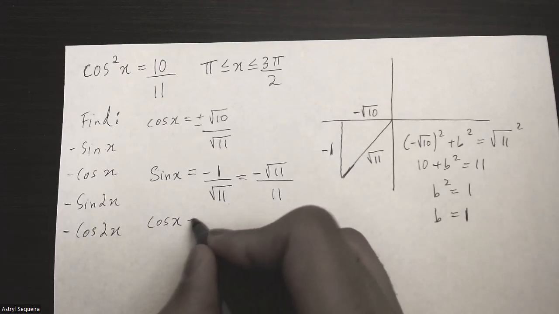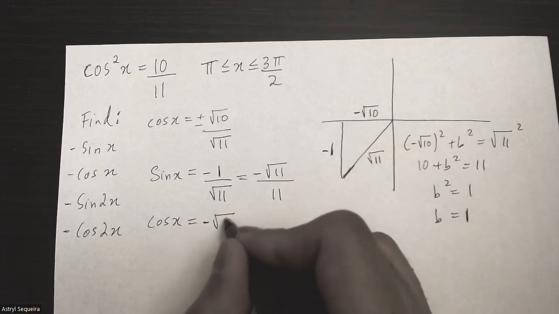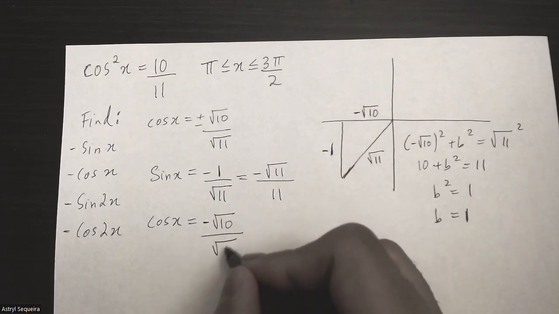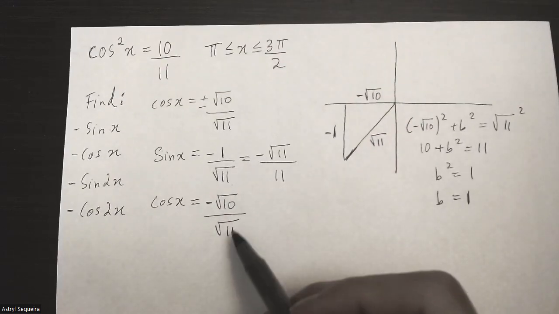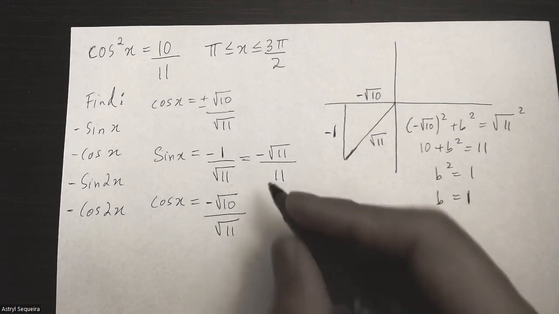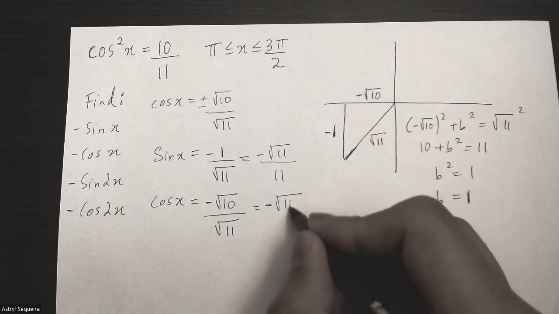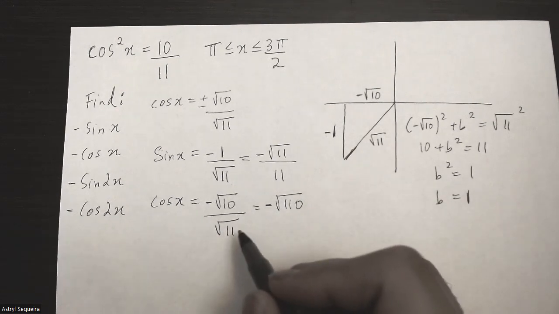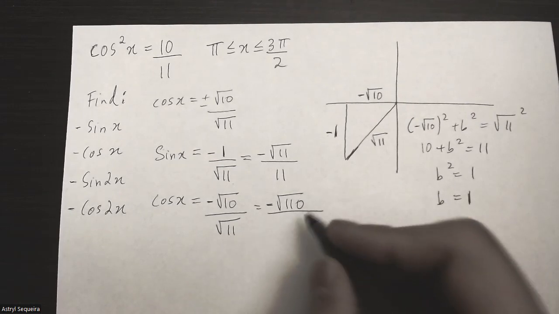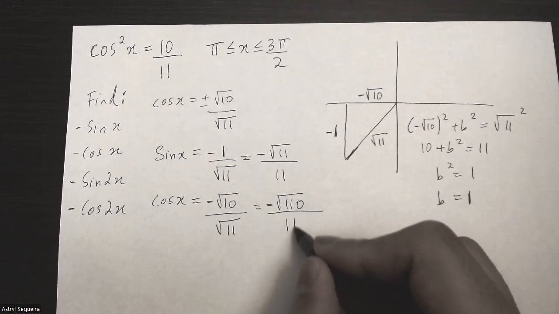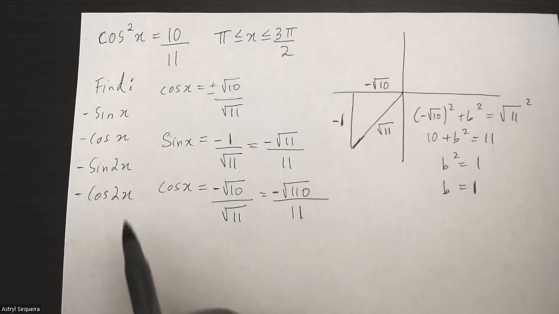Cos x, we know that cos is adjacent over hypotenuse, which is negative root 10 over root 11. And to rationalize this, I'm going to multiply the top and bottom by root 11. So if I multiply the top by root 11, I'll just get negative root 110 because root 10 times root 11, 10 times 11 is just 110. And the bottom, root 11 times root 11 is just 11. So I've got my cos x over here.